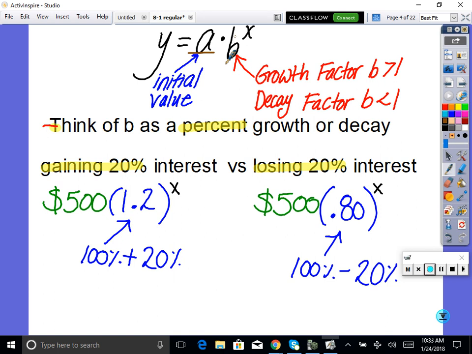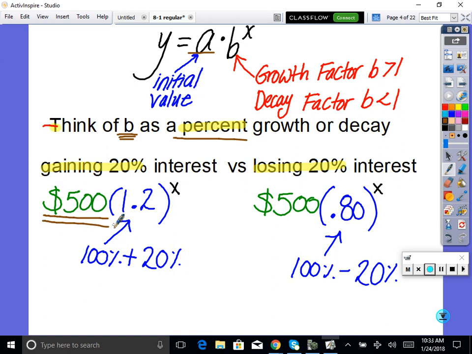factor. Now when we're thinking about doing this with real world problems, we've got to think of B as a growth factor and decay factor, but to do the math, we have to write percents as decimals. So we're actually going to think of our B as a percent of growth or a percent of decay, a percent that goes down. So everybody, look, because this confuses people a lot of times. So for example, this is what I mean by this.